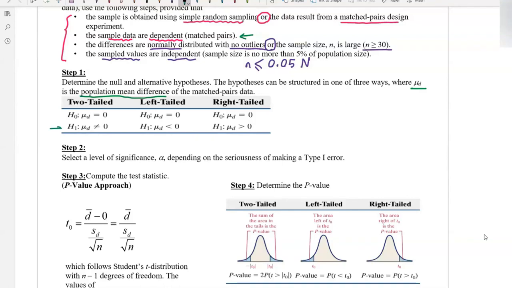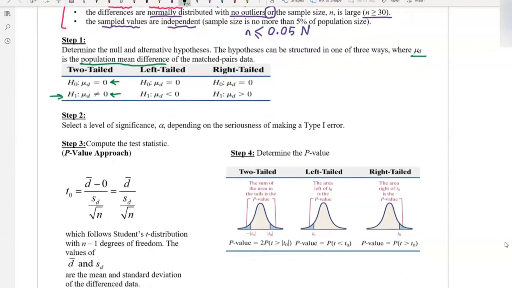For alternative, which is second line, for two tail, again, as always, we have is not equal to. For left tail is less than. For right tail is greater than. And since on null we had this equal to 0, we have same thing for alternative. And then step 2, we should know what is our alpha. Step 3, test statistic. I'm going to use p-value approach again.